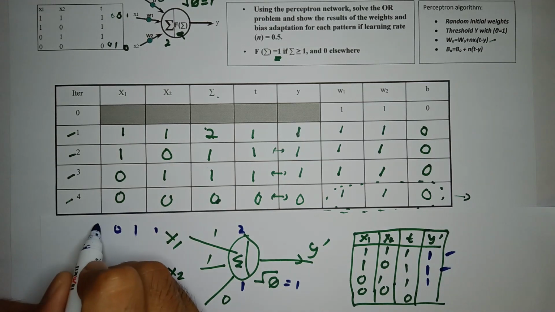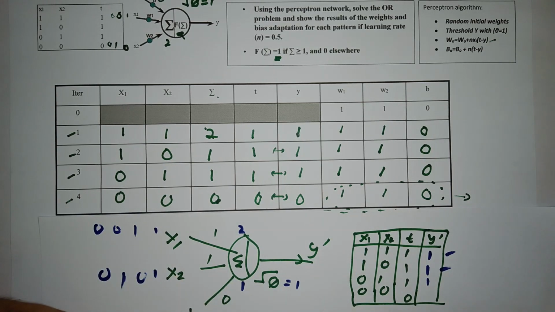So the final part will be 0, 0, 0, 0: everything on the left side will be 0. Since 0 is less than 1, in that particular case you have the value of y prime of 0, since it will not fire up. So all things were actually correct. You can see that you have gained 100% performance accuracy.